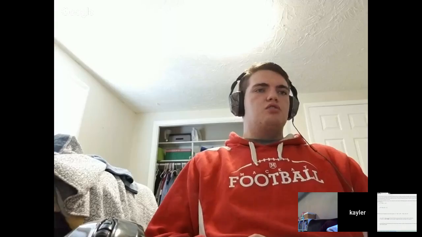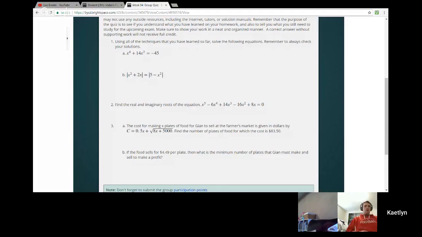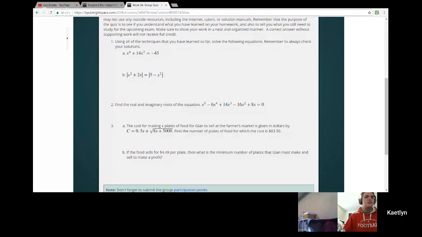Tell me how you're writing the equation out. Yeah, how did you write the equation? 0.5x plus square root of 8x plus 5,000, and then minus, not under the radical, 4.49x. Okay. And then that equals 0, so that when we find out how many x's you need for it to equal 0, then he knows how many plates he has to make before he starts making money.